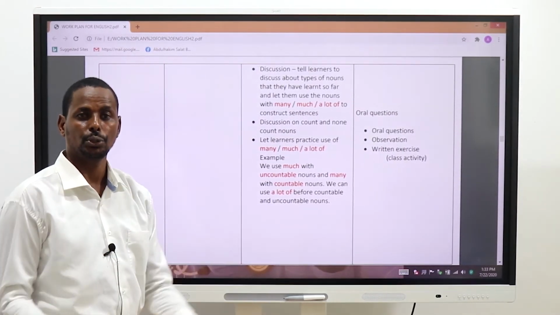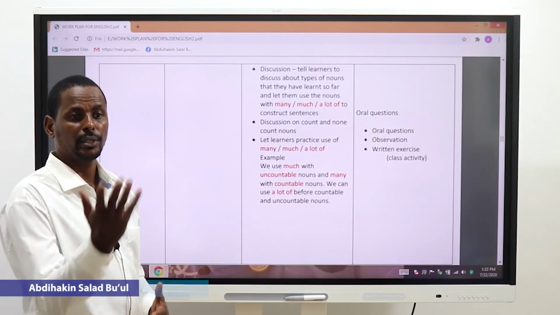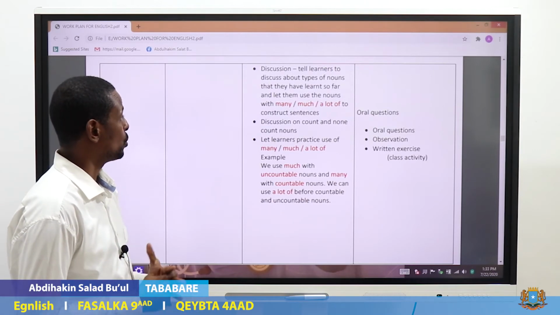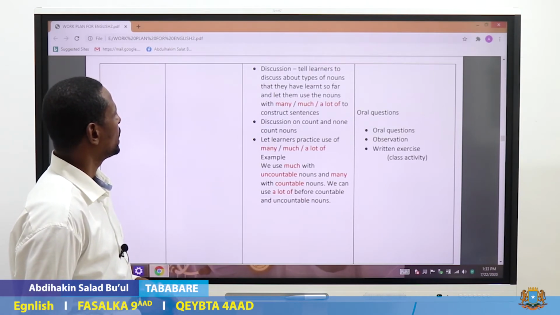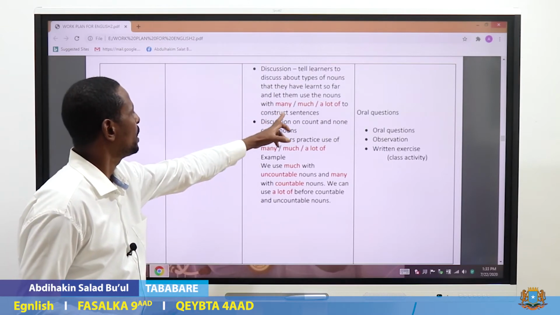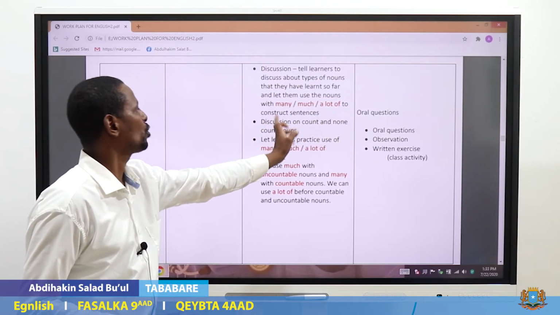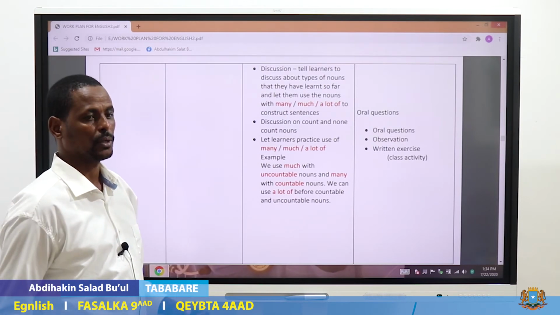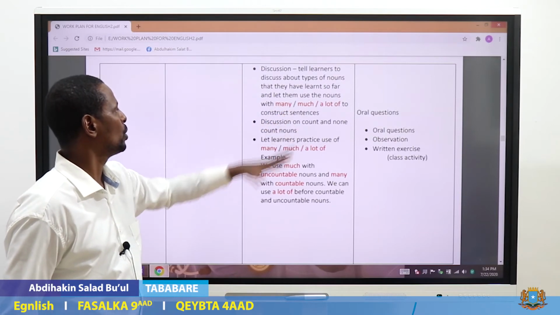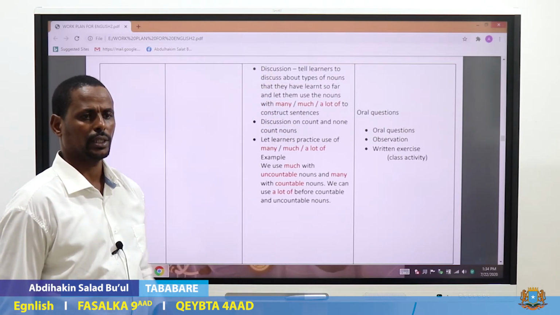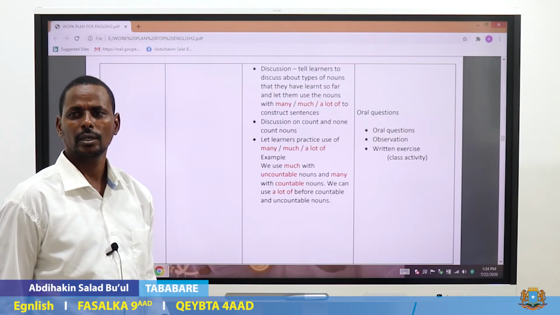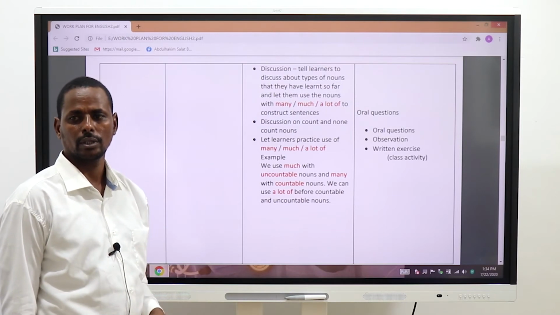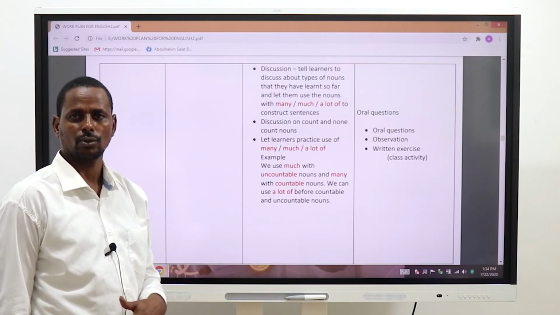How many types of nouns do you know? Ask learners. Let them discuss. Let them tell you as many as they know. And let them use the nouns with many, much, a lot of, to construct sentences. Ask them, when will I use many? For example, when they give you nouns, name of place, name of things. If student is a noun, teacher is a noun, desk, noun.